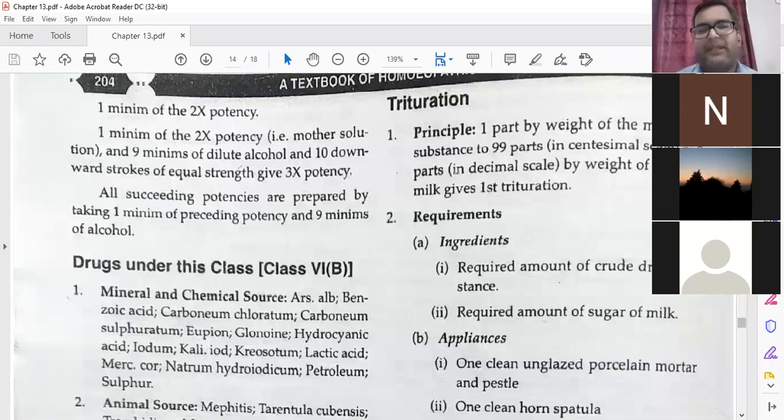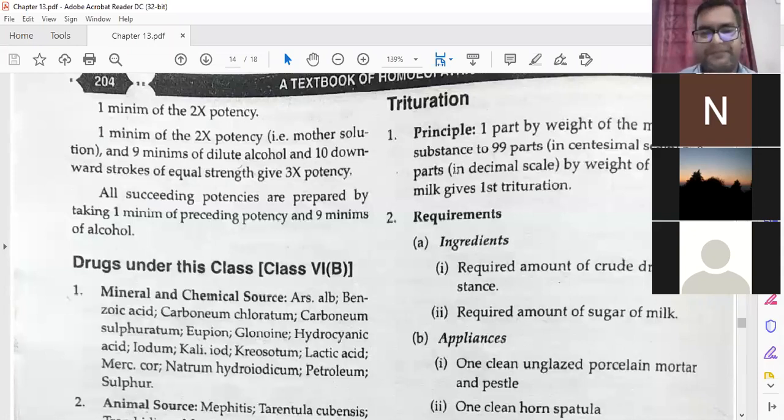So like that, trituration: 1 part by weight of the medicinal substance to 99 parts by weight of sugar of milk gives one trituration. What is the requirement? Required amount of crude drug substance and required amount of sugar of milk. Because it is not soluble, that's why we are using sugar of milk instead of alcohol or distilled water.